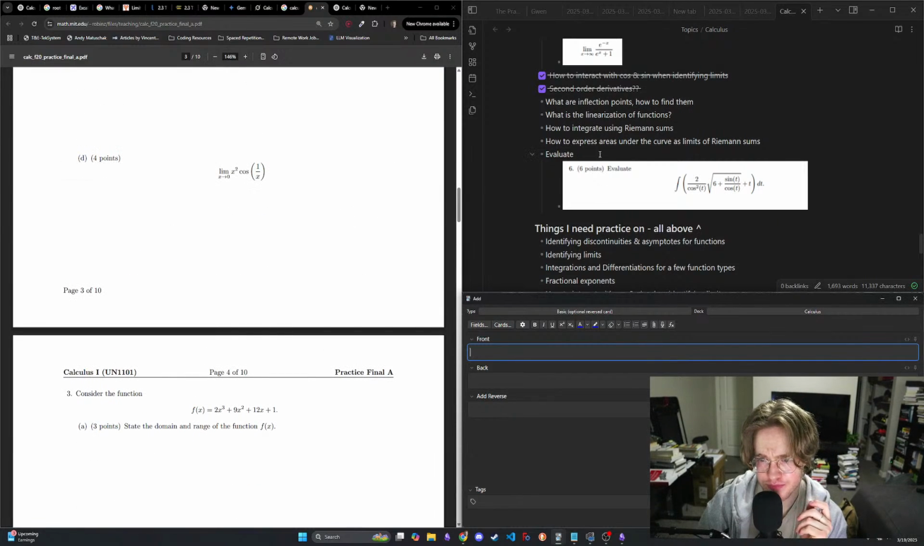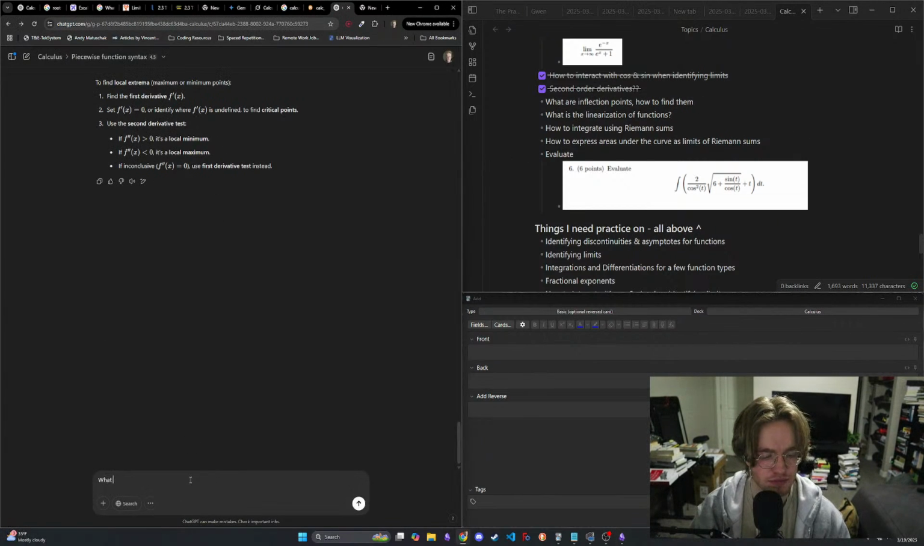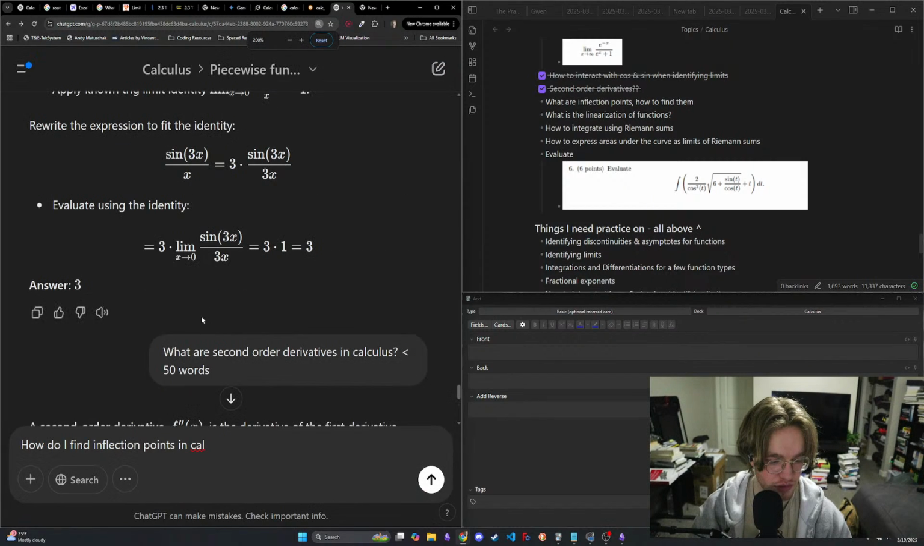Okay, so we're here on what are inflection points and how to find them. I believe inflection points are where it goes from convex to concave, or concave to convex, when it changes. So how do I find inflection points for a function in calculus?